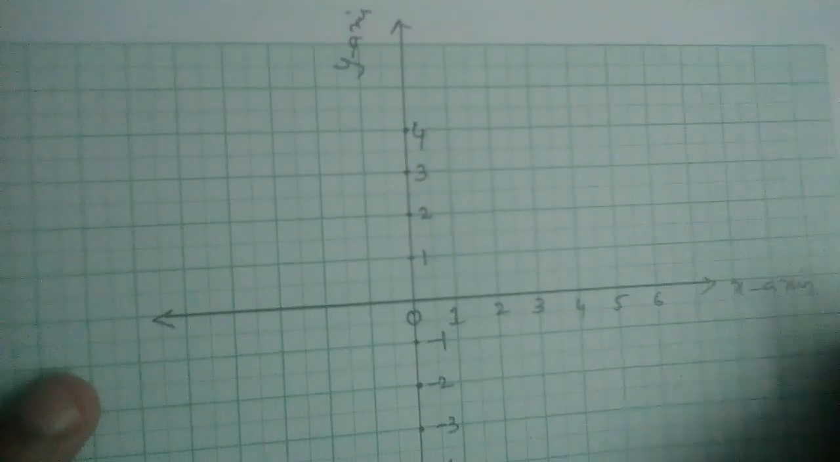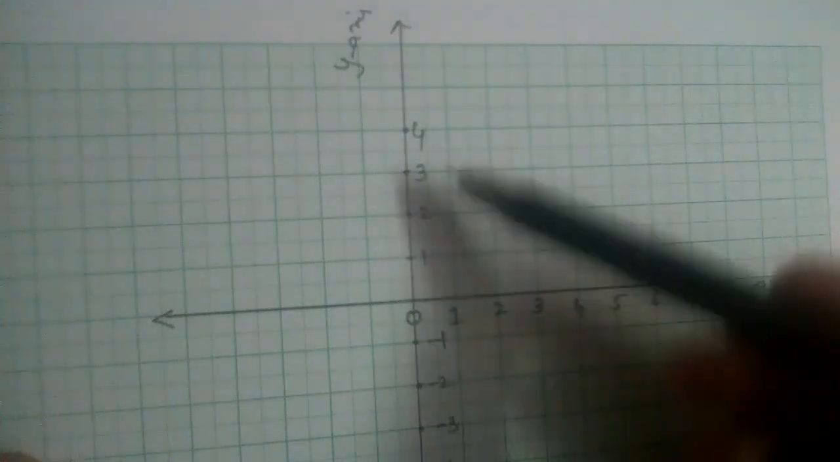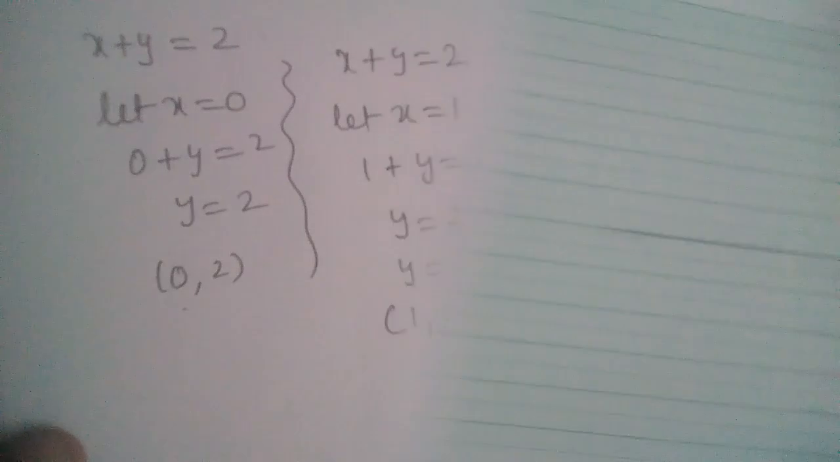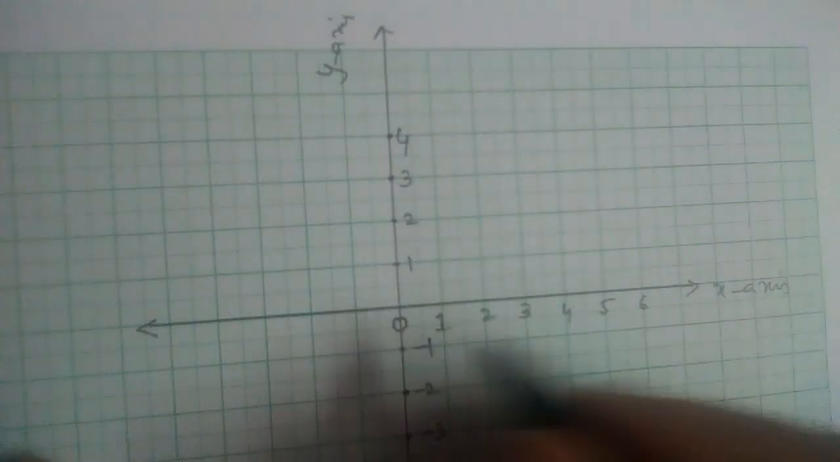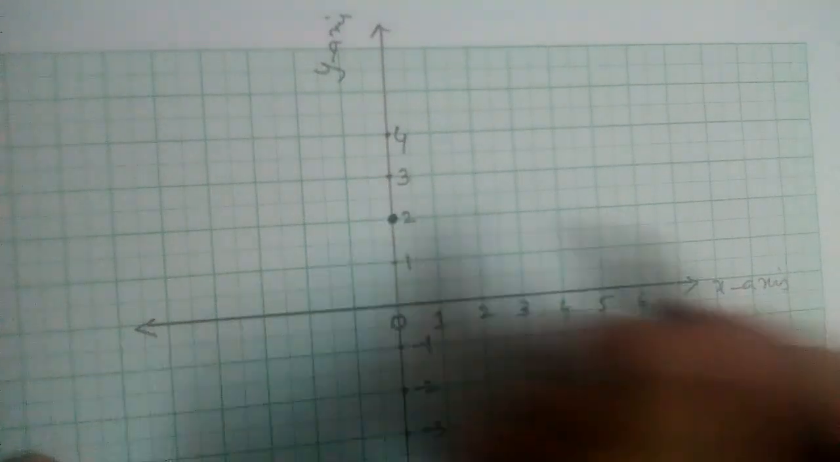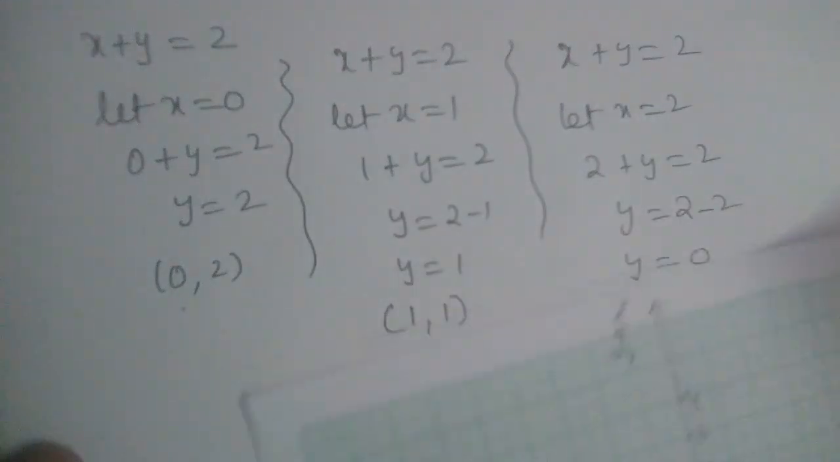So I have a small graph here. This is our x-axis and this is our y-axis. Okay. So what is the first point? (0, 2). So x is 0 here, y is 2 here. So this is the point (0, 2), right? Next point (1, 1).